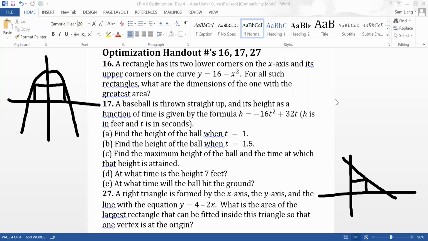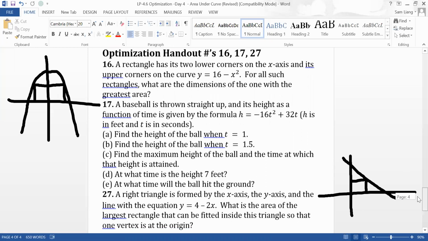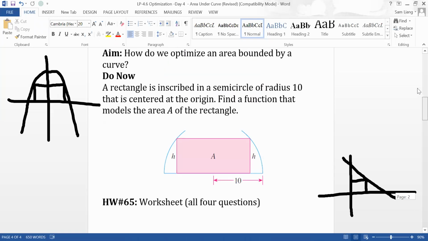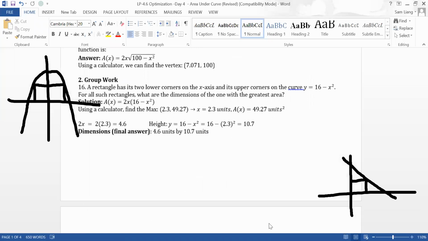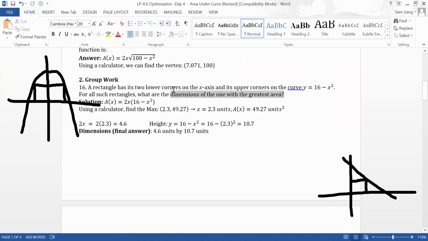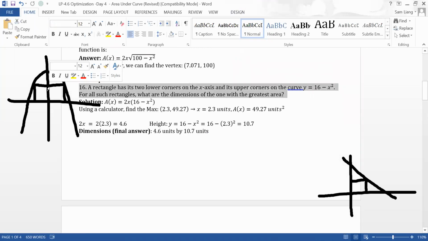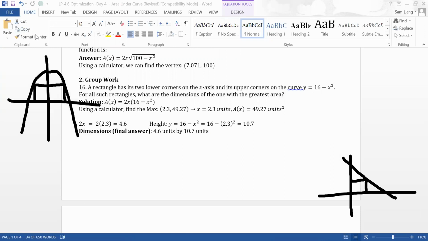All right, let me pause you here. We're going to go over the solutions for question 16. Can I get a volunteer to read the question? A rectangle has two lower corners on the x-axis and its upper corners on the curve y equals 16 minus x squared. For all such rectangles, what are the dimensions of the one with the greatest area?